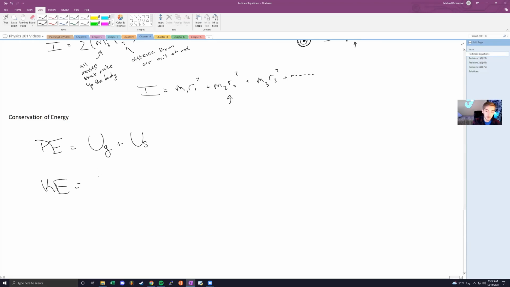So now we're going to define our kinetic energy as some translational kinetic energy, and we're also going to have some rotational. Defining these extremely explicitly, we get that this is 1/2 mv squared plus 1/2 I omega squared.